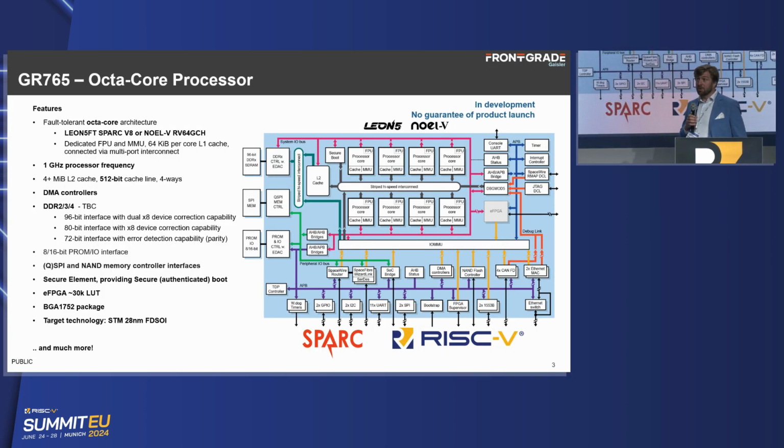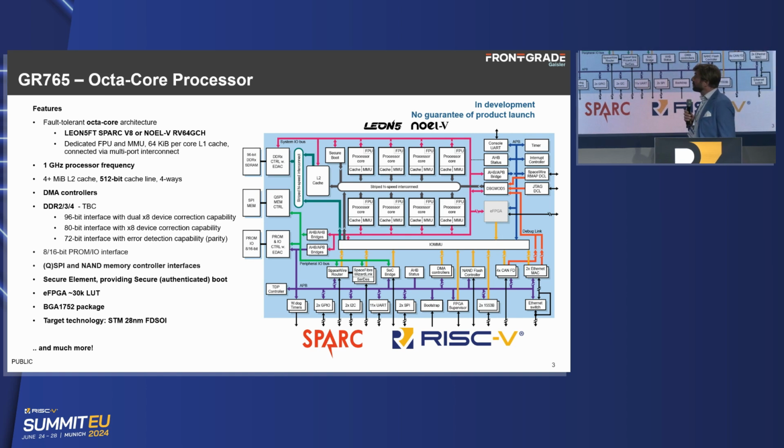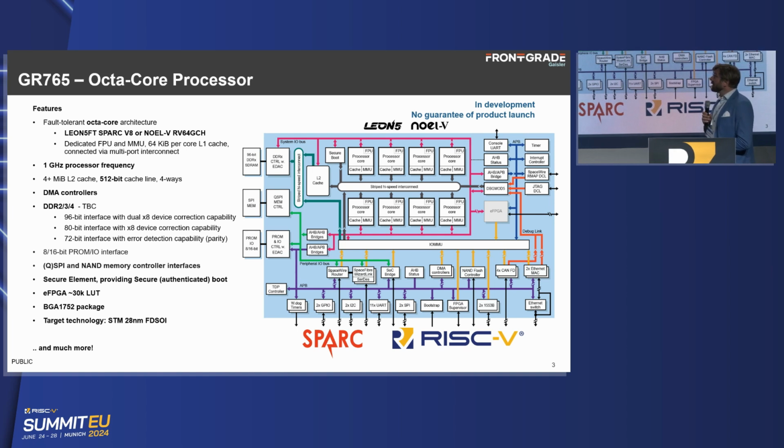But that's not the only thing that we do to bring RISC-V into space applications. What you can see here is the functional diagram of our next generation product that we're going to launch. This is a fault-tolerant, radiation-hardened SoC that we will manufacture at STMicroelectronics. We are developing this in collaboration with the European Space Agency, with support from national space agencies in Europe. This is the 5th generation European space-grade microprocessor. It's an octa-core RISC-V implementation with our NOEL-V.